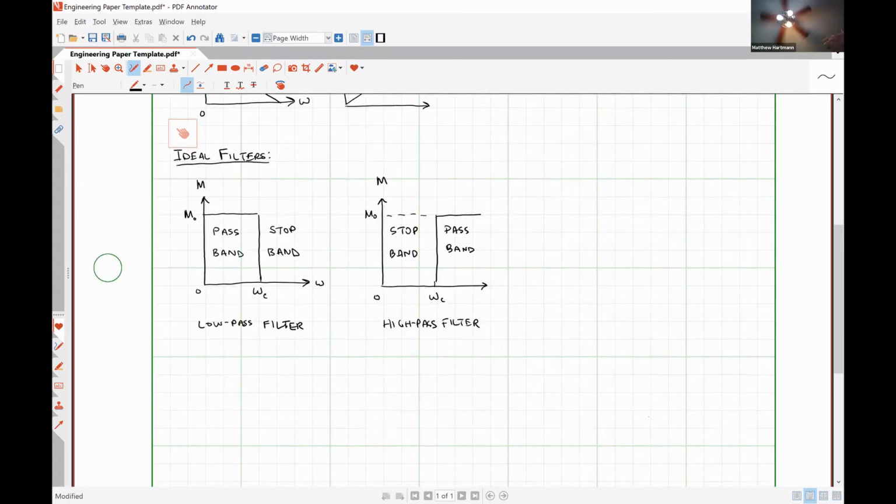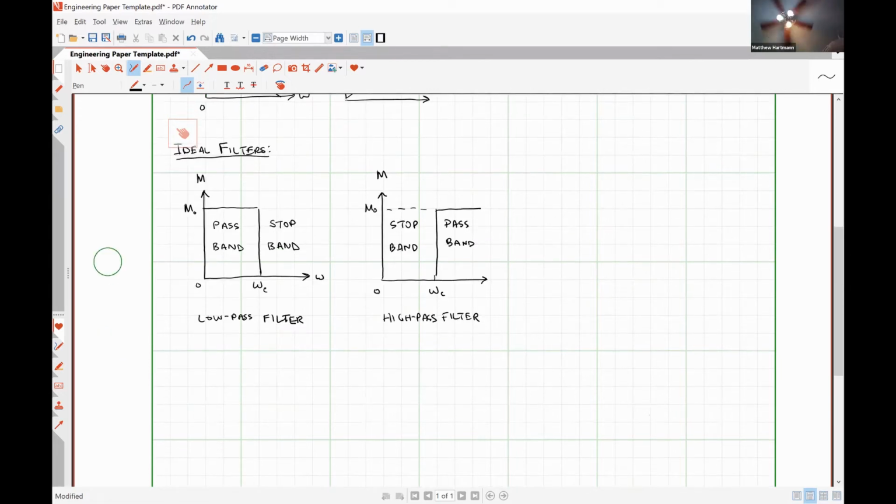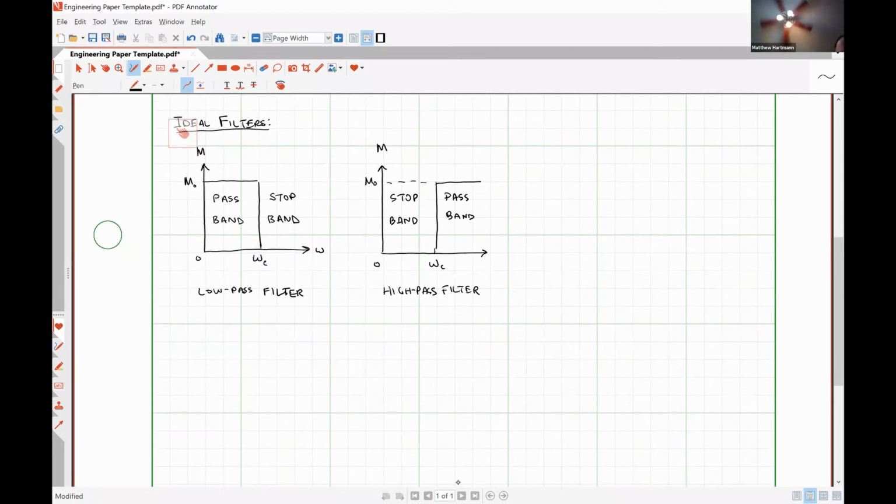And these can be realized with effectively any order of filters. So first order filters and beyond can perform high pass and low pass operations. And that's mainly what we're going to be concerning ourselves with today. But there's also 2 more filters that we'll be talking about.